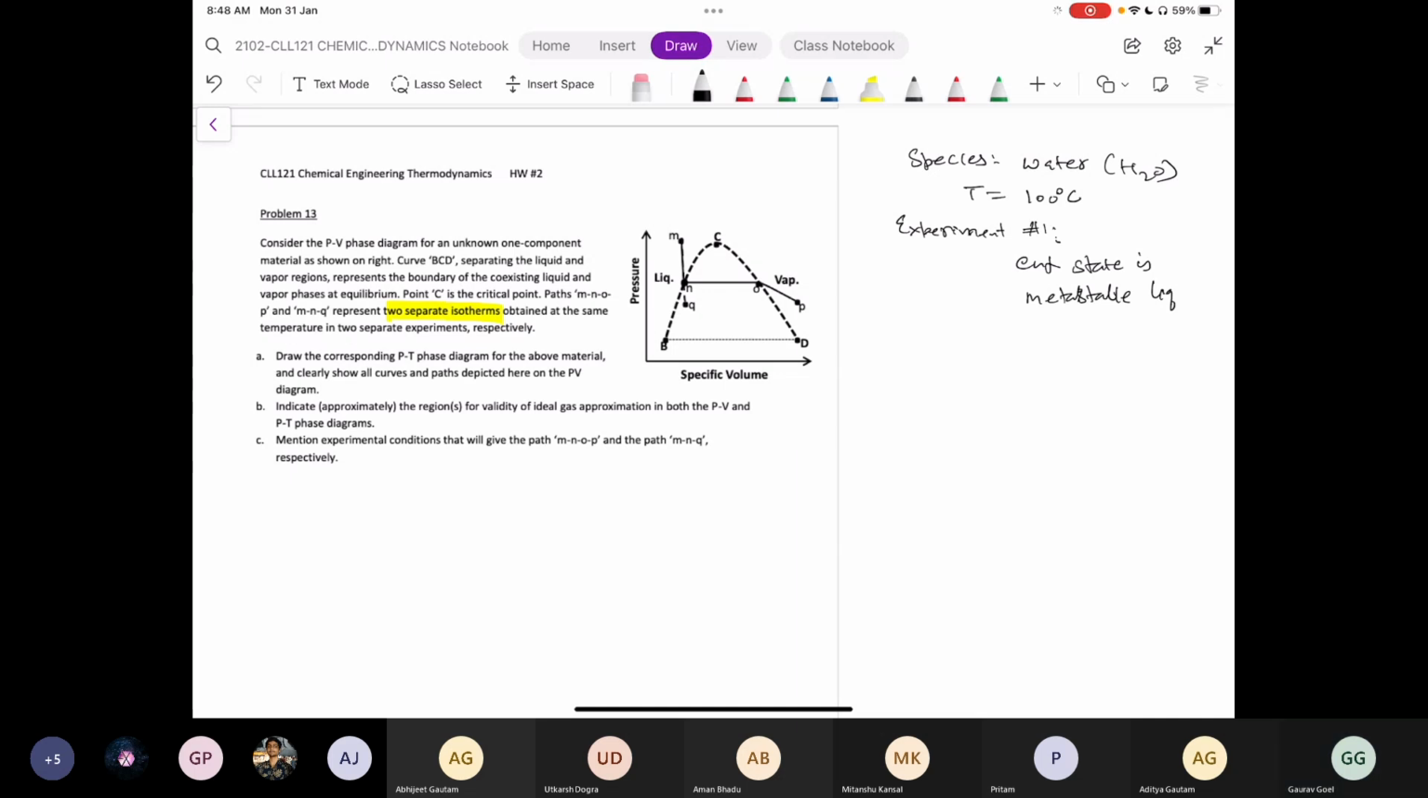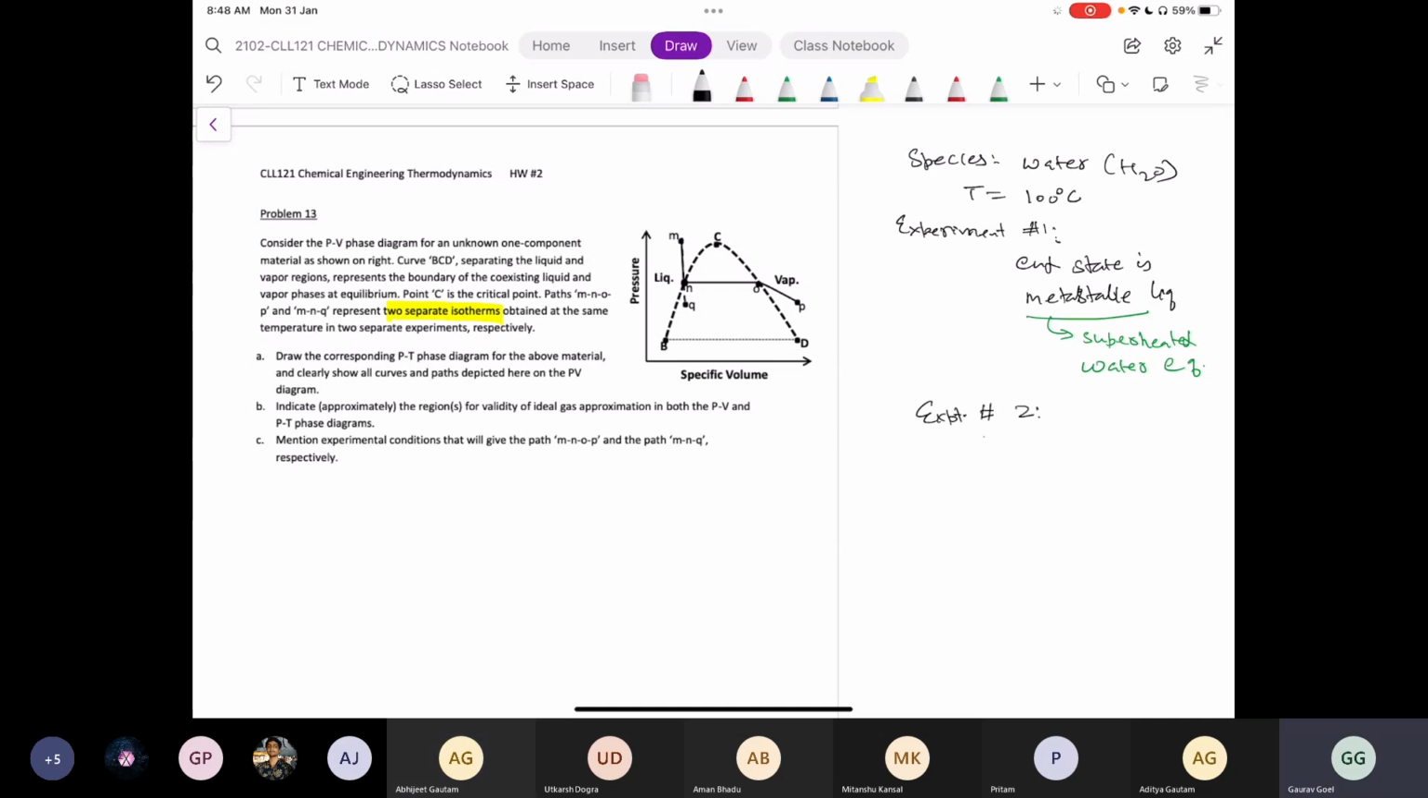All right. So in experiment number 1, the end state is a metastable liquid, and again, this experiment is being done isothermally. This metastable liquid, we are giving a particular name. We are calling that superheated water at Q. So in this particular experiment, you are ending at Q.